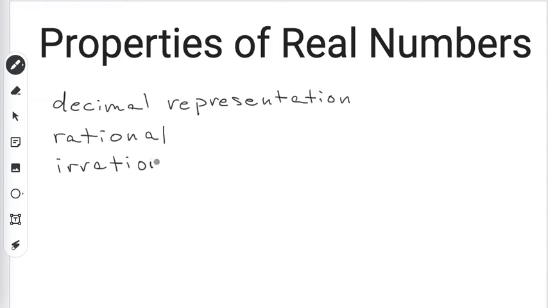So if we take the set of all rational numbers and the set of all irrational numbers and put them together, we'll have the real numbers. So our first property is going to be the associative property. And when you think of associative, I want you to think of the word grouping. Associative means that the way that we group objects together doesn't matter.